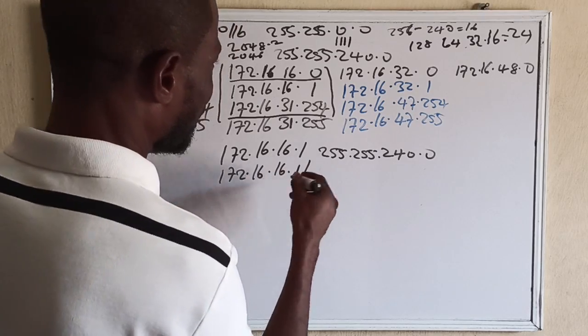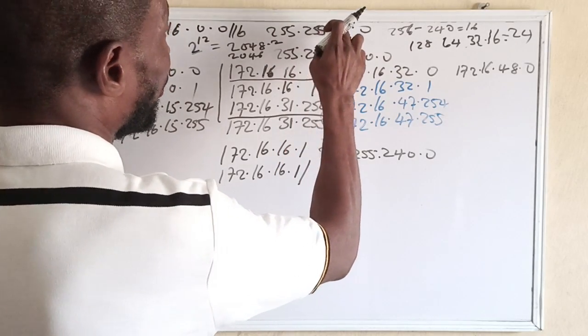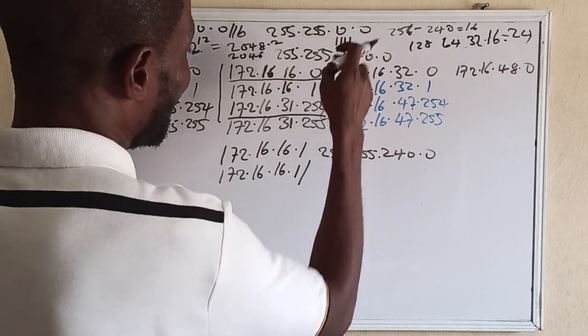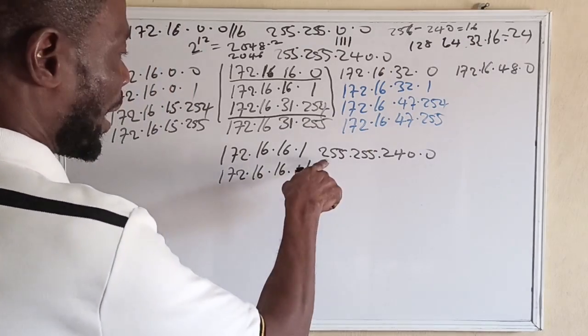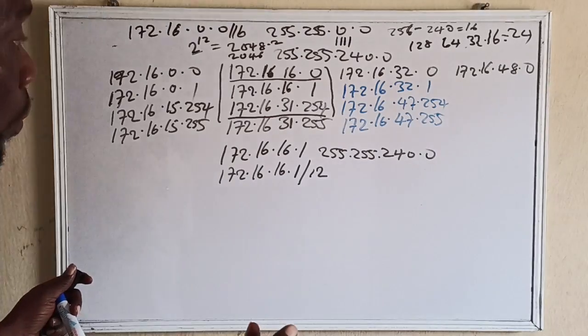172.16.16.1 slash, how many host bits? How many bits? Because we borrowed 4 from here and 4 remain. 4 plus 8, 12. That is it. This is how it works.